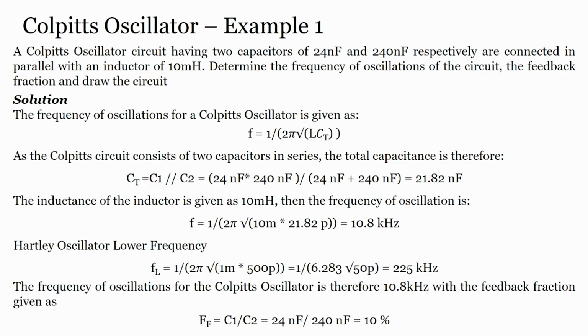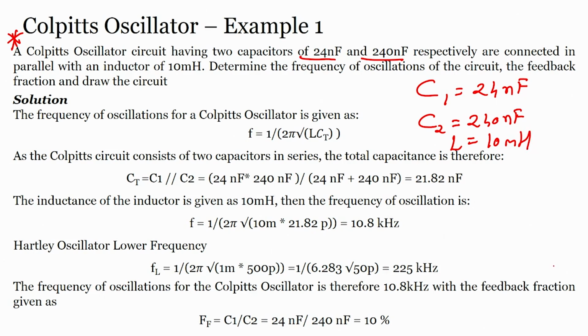Now, how can I solve a problem for the Colpitts oscillator? For the given problem in front of you, a Colpitts oscillator circuit has two capacitors, 24 nanofarad and 240 nanofarad. So we have capacitors C1 equals 24 nanofarad and C2 equals 240 nanofarad, respectively, and they are connected in parallel with an inductor. The inductor is L equals 10 millihenry.